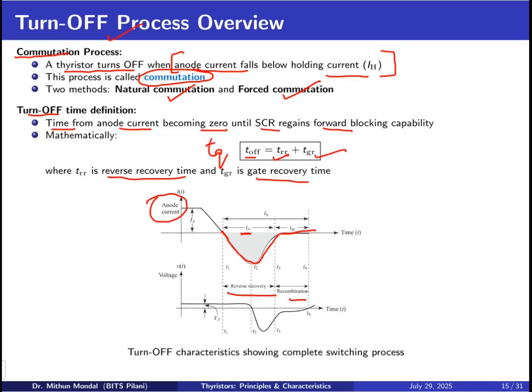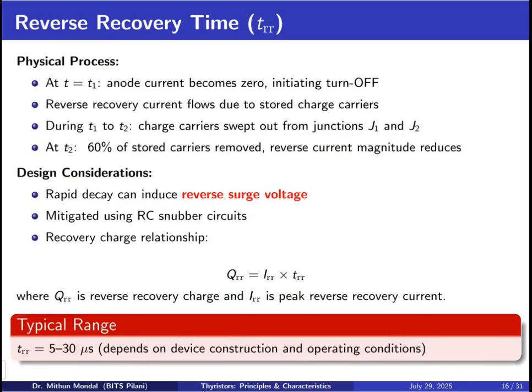You need a certain duration and a certain external circuit that will be commutating the thyristor. If we talk about the detail of the reverse recovery time, this is the physical process we talk about. In the previous graph, at time t equal to t1, the anode current will become 0 and this will be initiating the turn-off process.